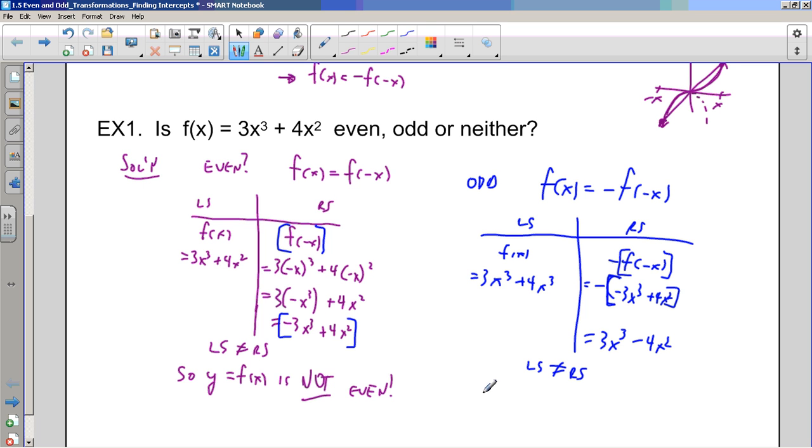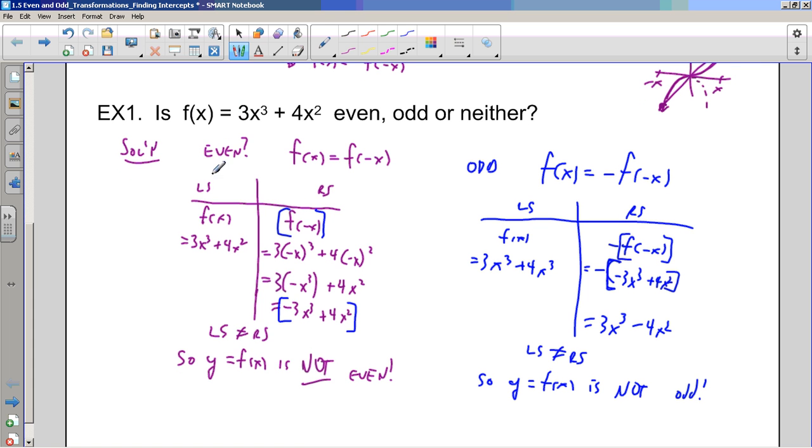And so what does that say? So y equals f at x is not odd. So what can I say? This function is neither even nor odd. And I'm guessing that some of you are getting a quick idea about whether a function can be even or odd just by the way the exponents work. But this is something we're practicing again today. That's a 3-minute review. On to the rest.